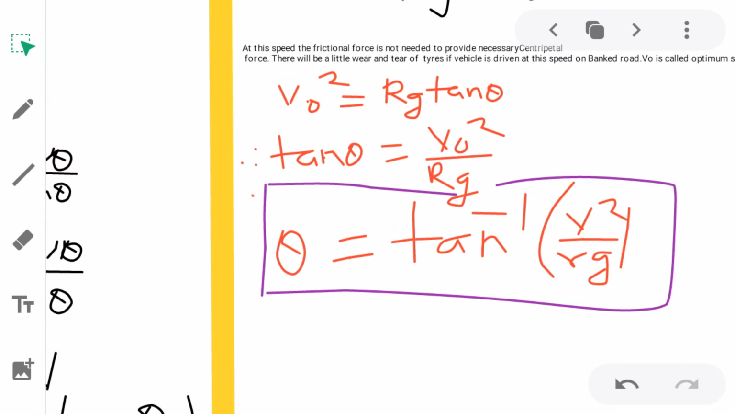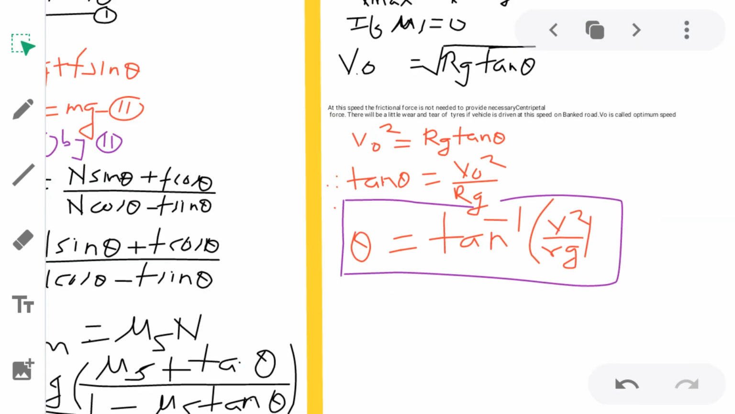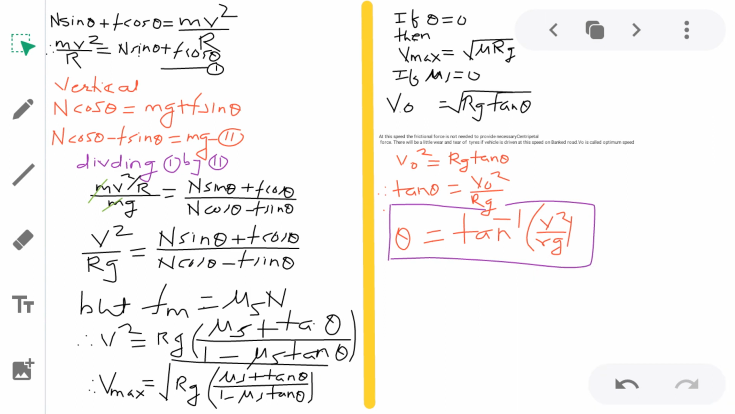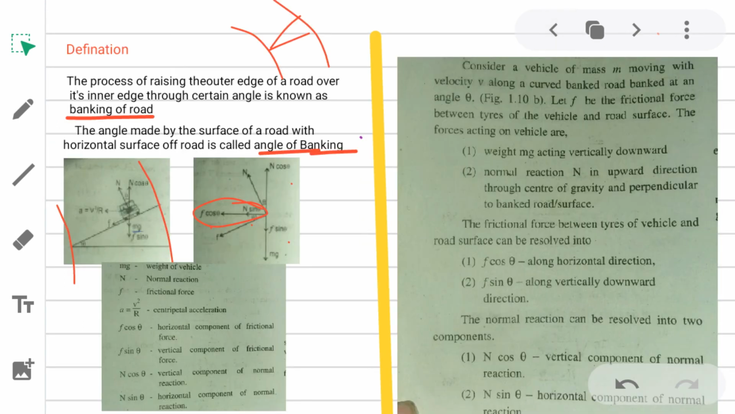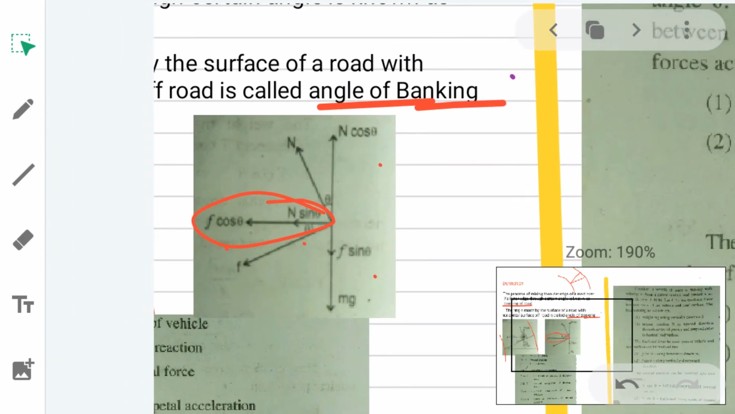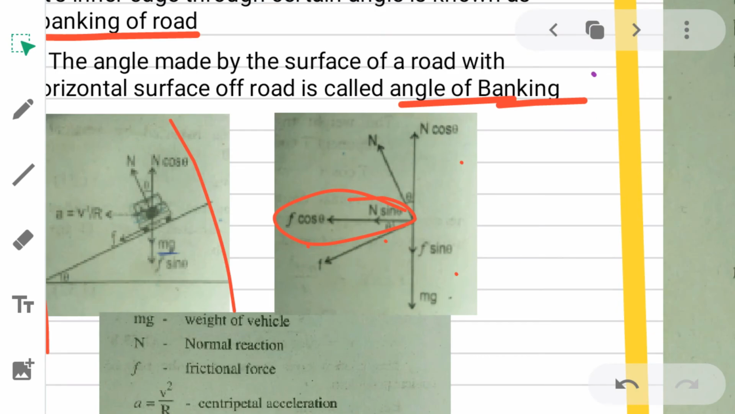These are the different conditions. Theta is equal to tan inverse of v square upon rg. Now see here, once again I will help you. This is a normal reaction having the two components n cos theta and n sin theta, and this is the force having the two components f cos theta and f sin theta, vertical and horizontal. Now see the balancing here.